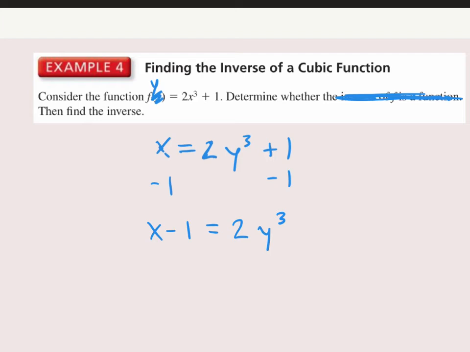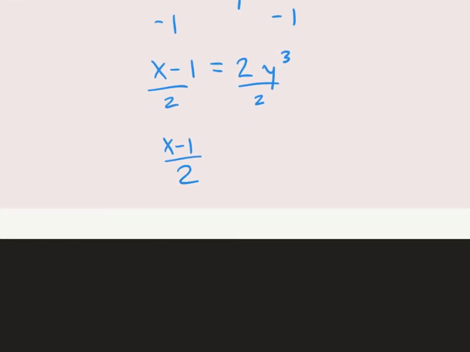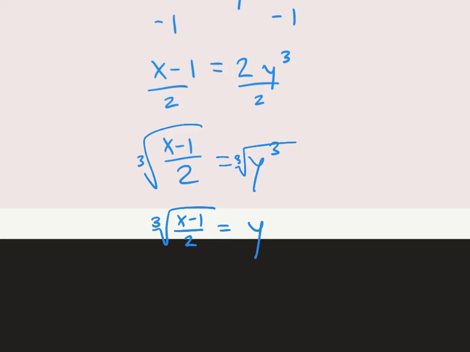What's next? Divide by 2. So x minus 1 over 2 is equal to y cubed. What do we do next? Awesome, take the cubed root. So that cancels. So we have the cubed root of x minus 1 over 2 is equal to y. We have y by itself, so this is our inverse.